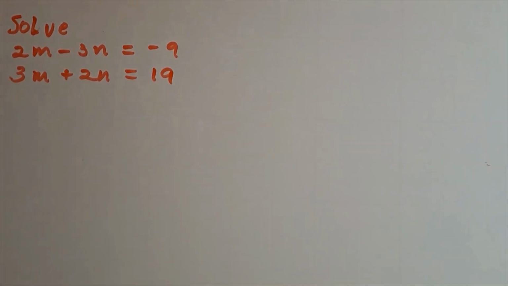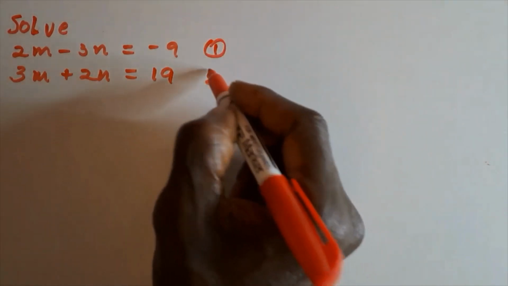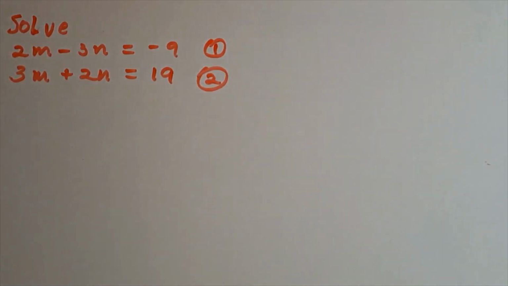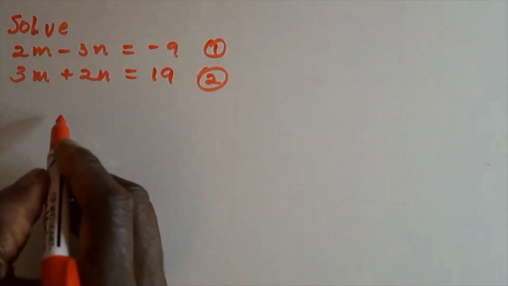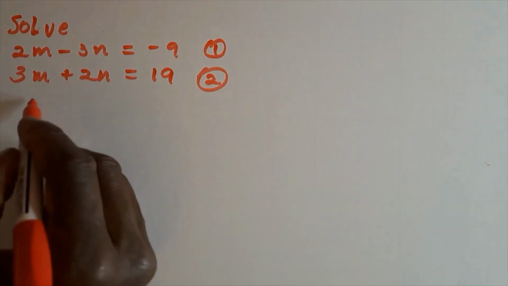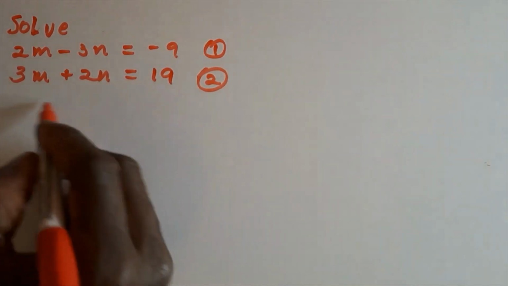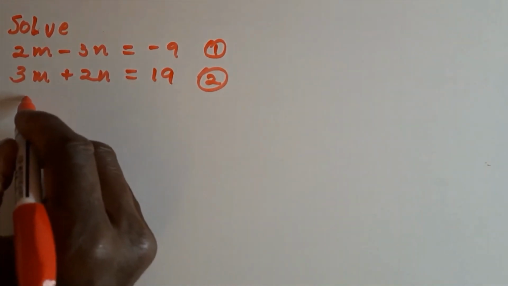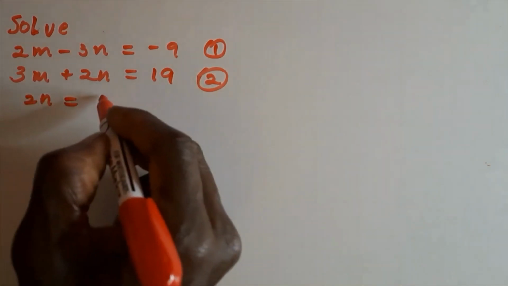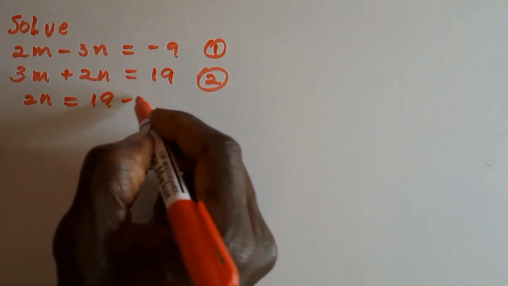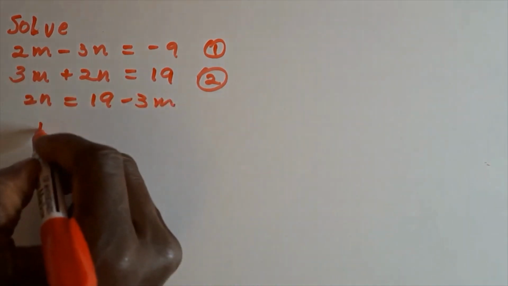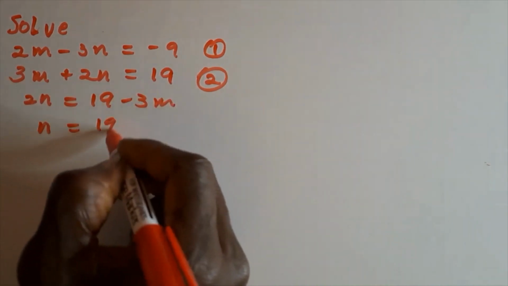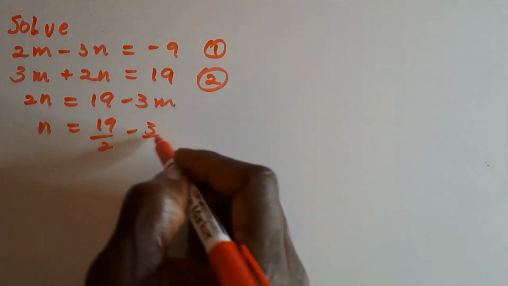Hi. We have two simultaneous equations, or a pair of simultaneous equations. We'll call this equation 1 and this one equation 2. We'll use the substitution method to solve these. So why don't we just use this equation 2 and rearrange it, so we have that 2n is equal to 19 minus 3m, which gives us that n is equal to 19 divided by 2 minus 3 over 2m.